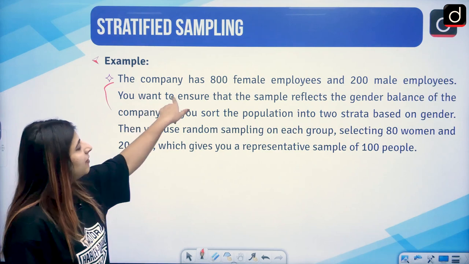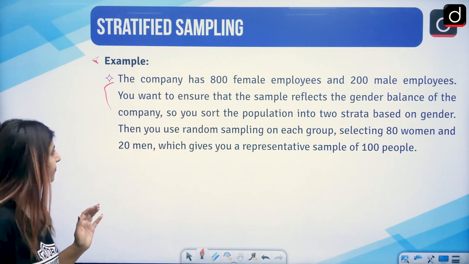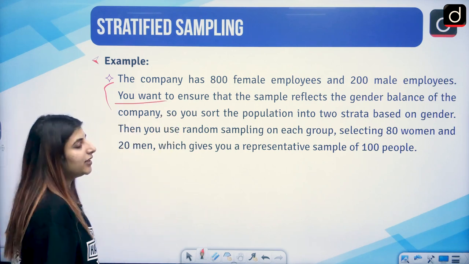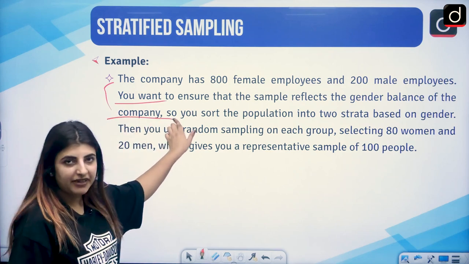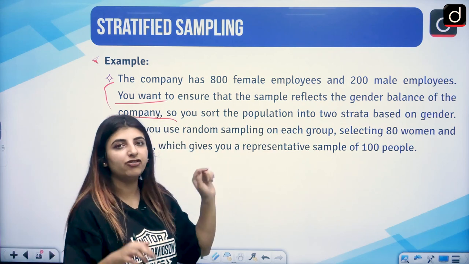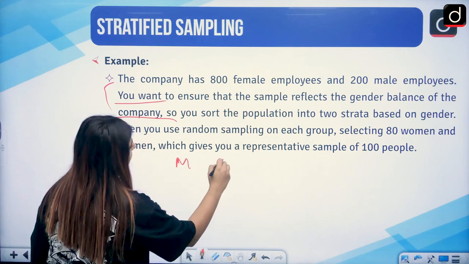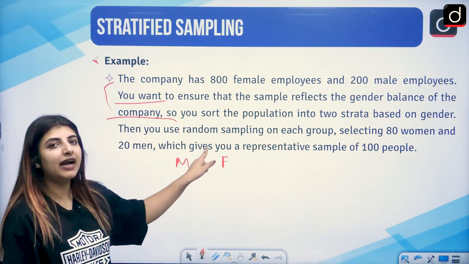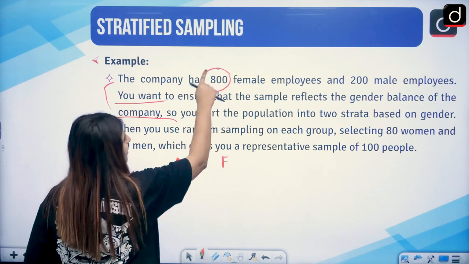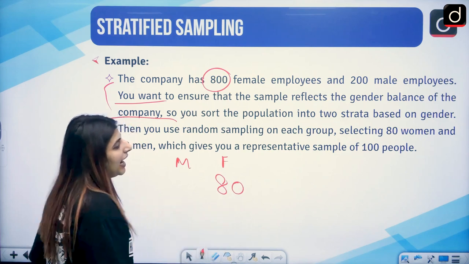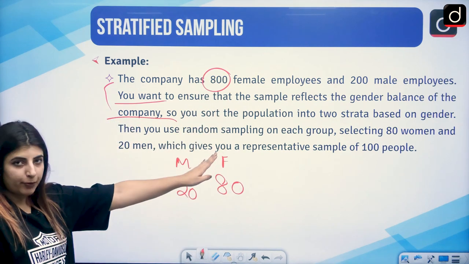For example, the company has 800 female employees and 200 male employees. You want to ensure that the sample reflects the gender balance of the company. So you sort the population into two strata based on gender: one is male and the other is female. You use random sampling on each group, selecting 80 women from the 800 population, right? And selecting 20 men from the 200 population, correct?